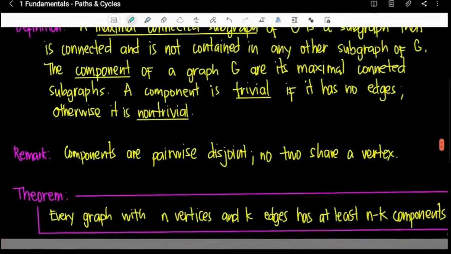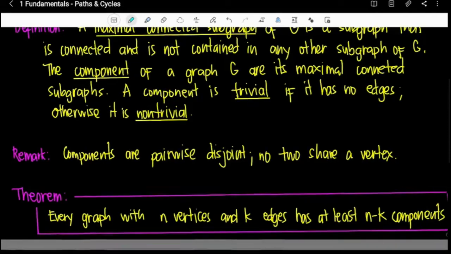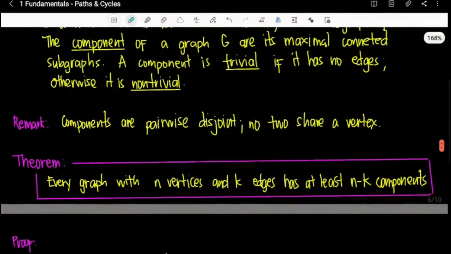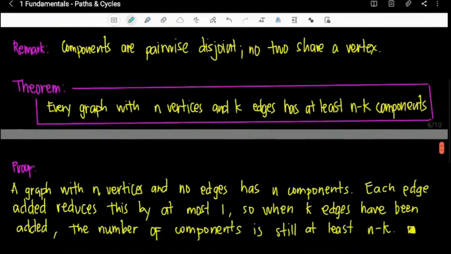And there is no edge between 2 components. This is a very easy theorem to prove. Every graph with n vertices and k edges has at least n minus k components. Parang counting theorem siya. Pag meron kang graph with n vertices, ang number of components mo at least n minus k, where k is the number of edges. That's very easy to imagine.